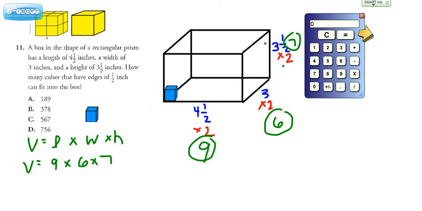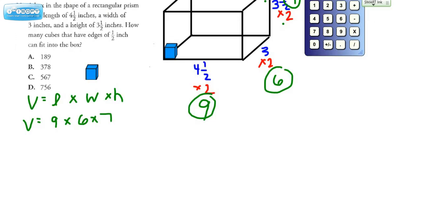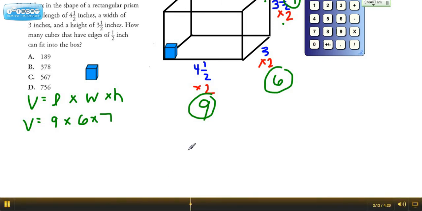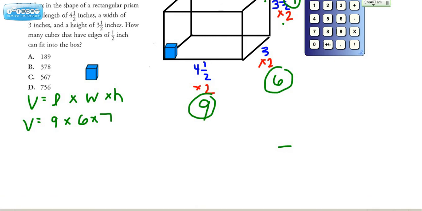Now another method that you could have used is you could have taken the blue numbers and found the volume of that, but see, that would be in regular inches. And if you did that, then you would end up getting 47.25 inches. So if we did that, let's talk about how you apply that to the ratio.